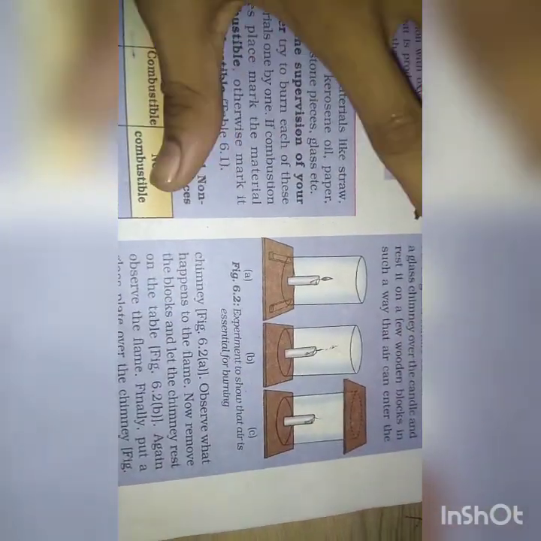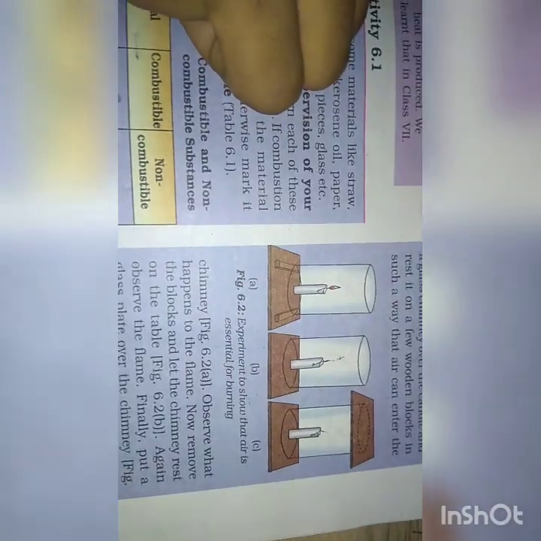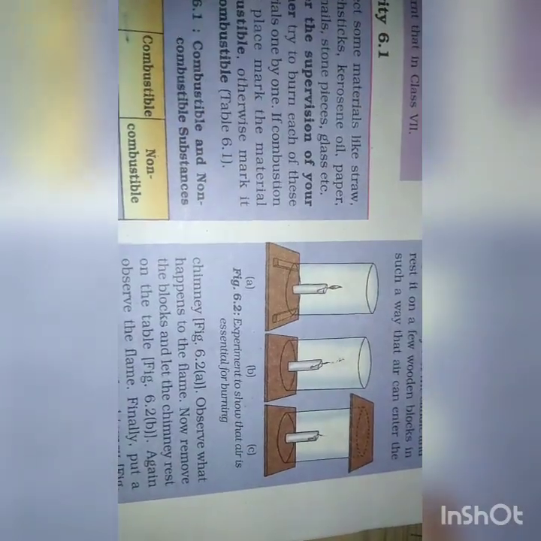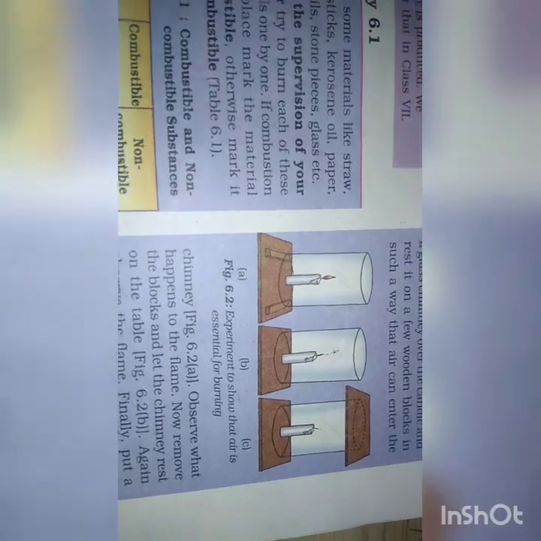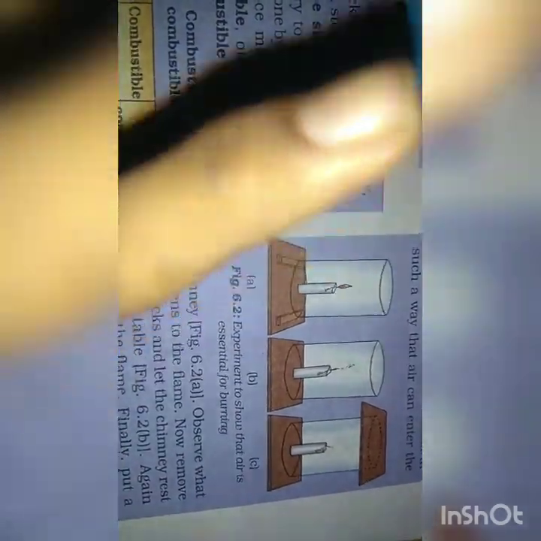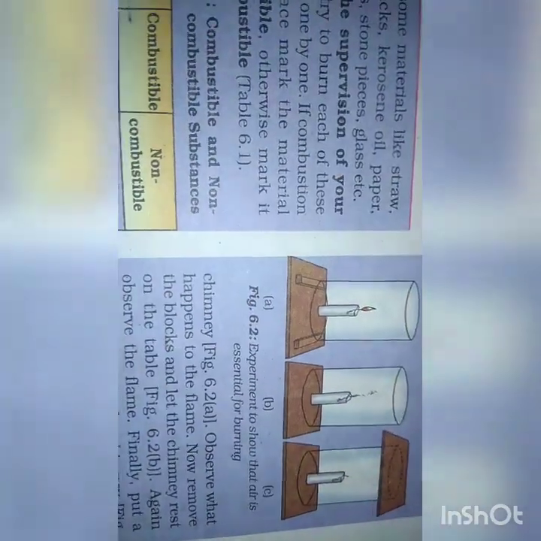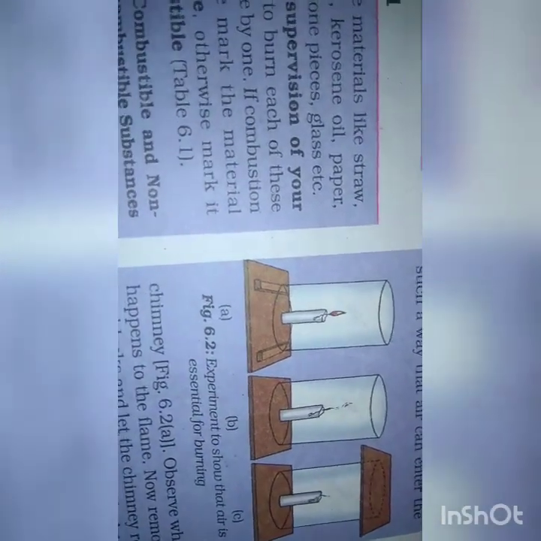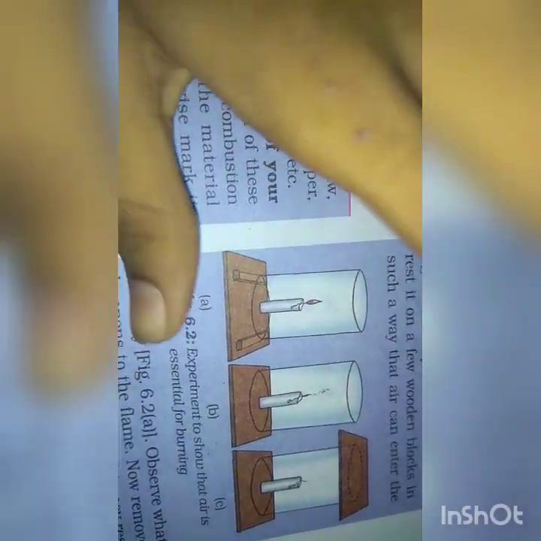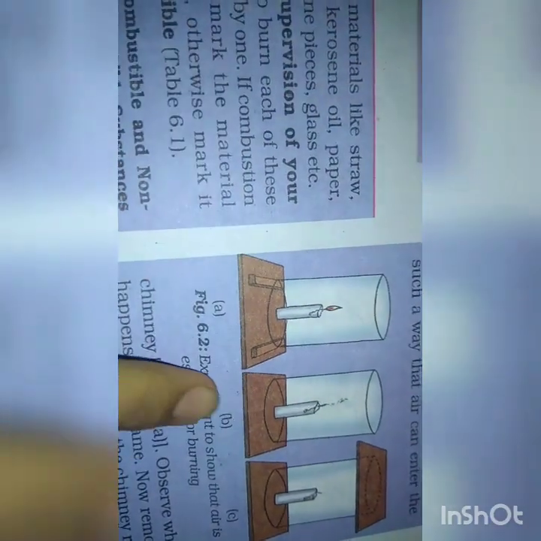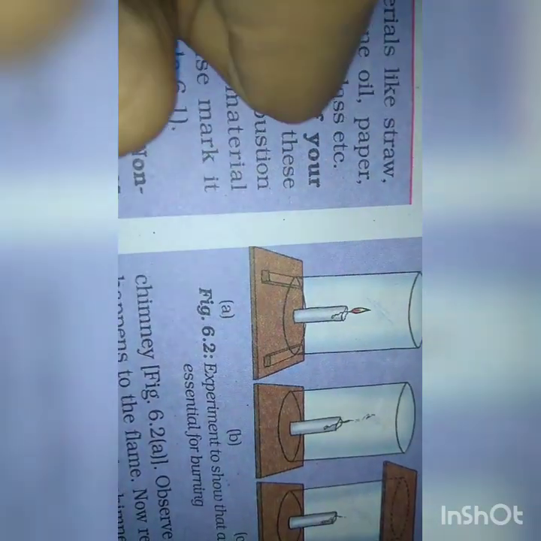Three diagrams are given, and we have to identify in each of the diagrams whether the candle will burn or not. So let's try first diagram A. In diagram A, a glass is put over a candle, and you can see this part is open, and the candle is within two blocks. So obviously the air can enter, so the candle will keep on burning.